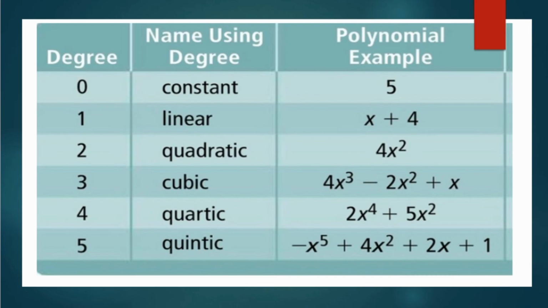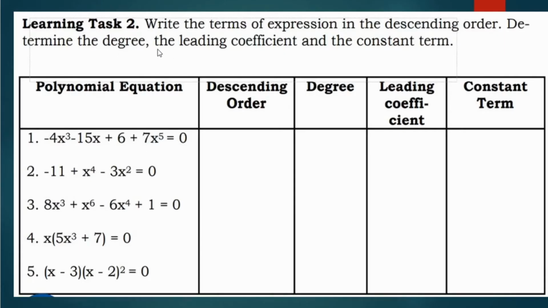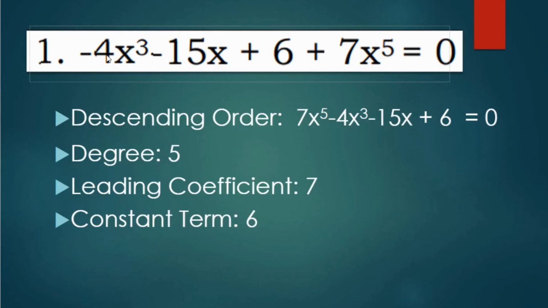Okay. So we have in here learning class 2, the polynomial equation. You need to write the polynomial equation in descending order, meaning to say, pinakamataas na exponent pababa hanggang constant kung meron. Then we have the degree. The degree is the highest exponent on the given polynomial equation. Then we have the leading coefficient. That is the numerical coefficient of the leading term. Then we have the constant term. Okay, let's have number 1.